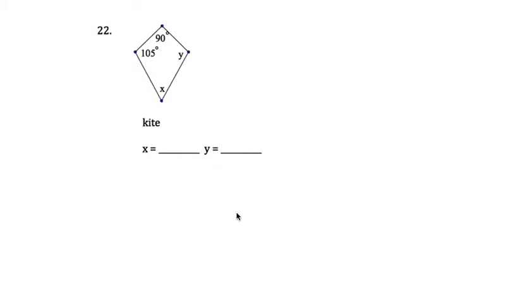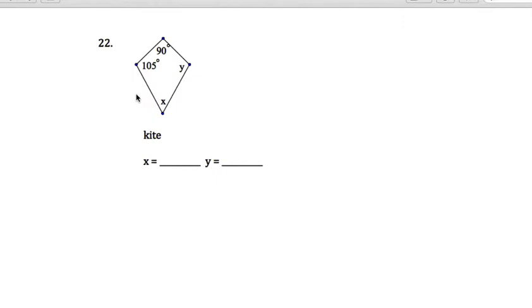In number 22, we have a kite. And the theorem or the property that you need to remember here is the shortest diagonal in a kite will connect for you the two congruent opposite angles. So y is the same as that 105 that the short diagonal connects it to.